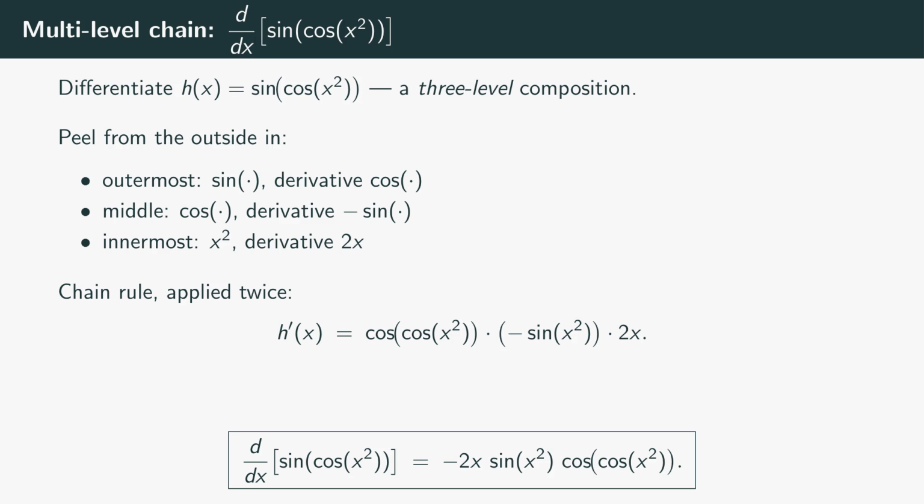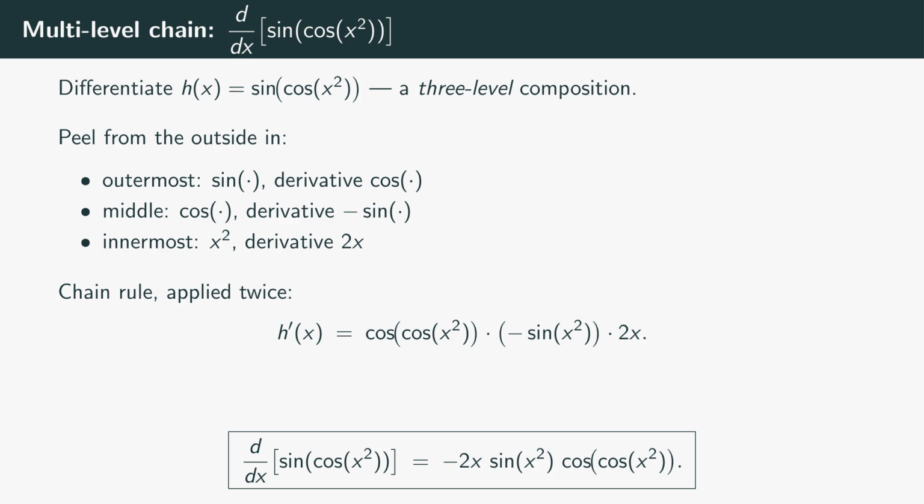Outermost derivative, the derivative of sine is cosine, so the first factor is cosine of whatever was inside the sine, that is, cosine of x squared. Middle derivative, the derivative of cosine is minus sine, evaluated at whatever was inside the cosine, that is, minus sine of x squared. Innermost derivative, the derivative of x squared is 2x. Multiply all 3 factors. Cosine of x squared times minus sine of x squared times 2x. Rearrange for readability, minus 2x sine of x squared, cosine of x squared. 3 levels, 3 factors, all multiplied.